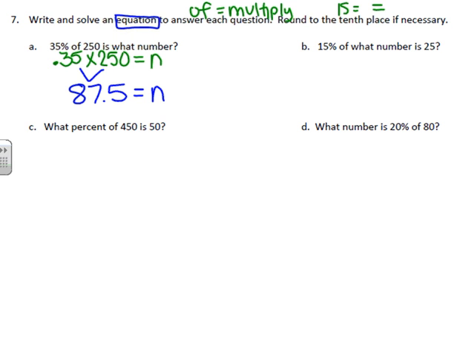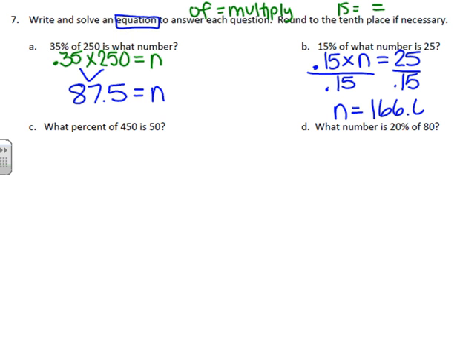On part B, 15% is written as 0.15 of what number is 25. In order to solve this equation, you need to divide both sides by 0.15. And when you do that, you get n equals 166.6 repeating. And if you round to the nearest tenth, you would put 166.7. And I'm going to do the approximately equal because I'm rounding my final answer.